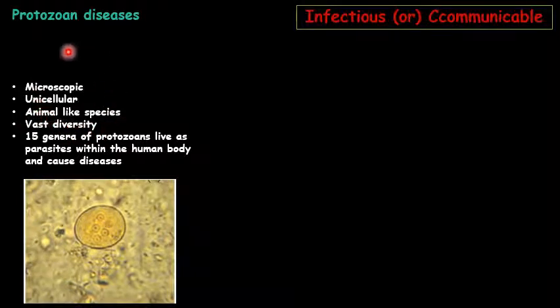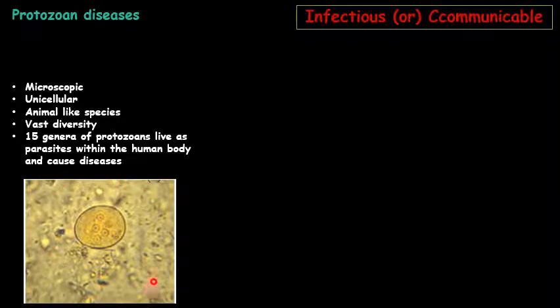vast diversity of species, only 15 genera of these protozoans are able to affect and cause diseases to humans and other animals. So in this video, when we learn about protozoan diseases, two important diseases cause dramatic effects and are responsible for a lot of mortality: amoebiosis, and another one is malaria. We'll be learning that in detail today.